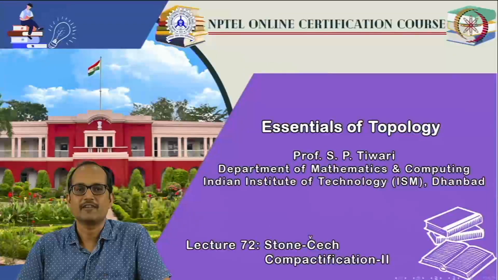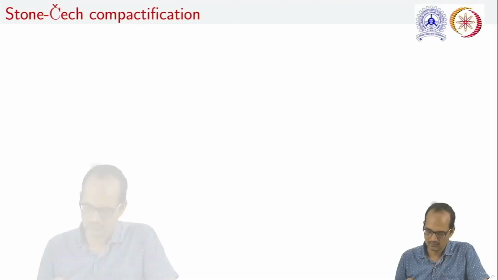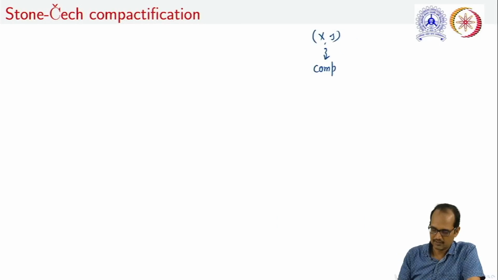Welcome to lecture 72 on essentials of topology. In this lecture 2, we will continue the study of the concept of Stone-Cech compactification. To begin with, if we have a topological space (X, tau) that has a compactification, then we have shown that this space is always a completely regular space.